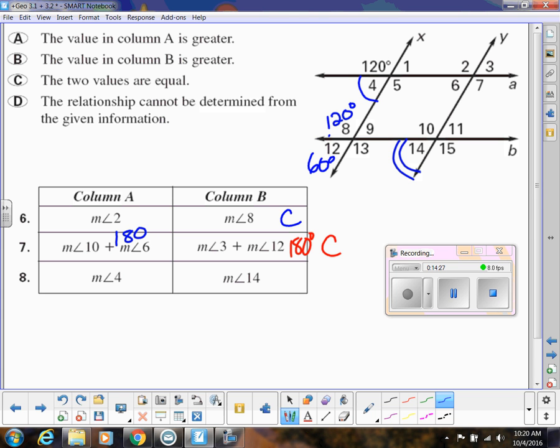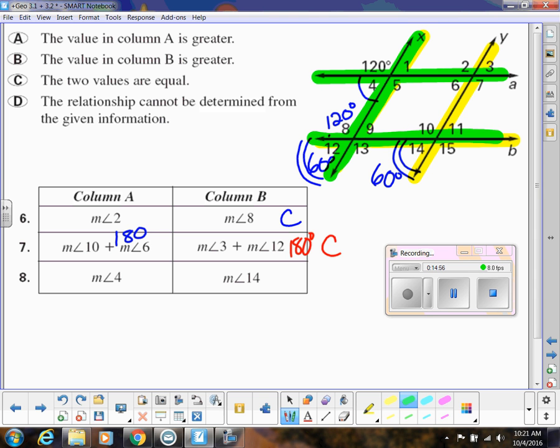So that means that if we look at this, this is our transversal, and these are our two parallel lines, you see 14 and 12 are corresponding again. So that means this is 60 degrees. And then if I look at a different set, so now I'm going to go to treating this as my transversal. So these would be my two parallel lines. So 4 and 12 would be also corresponding. So I could say that's 60.